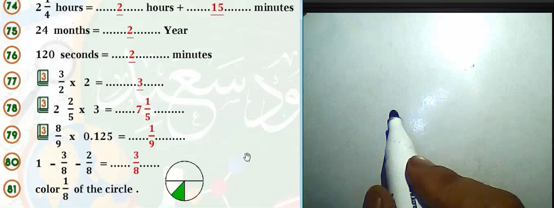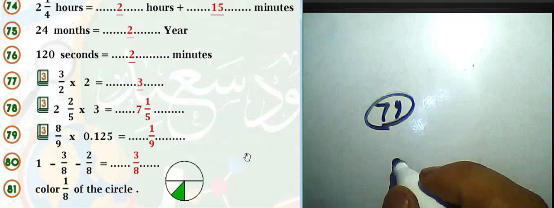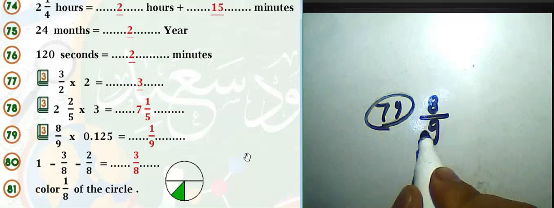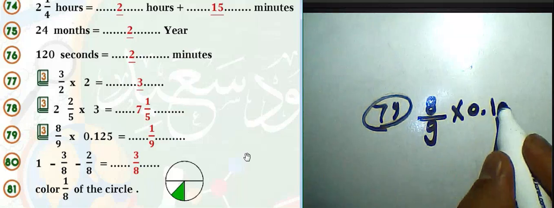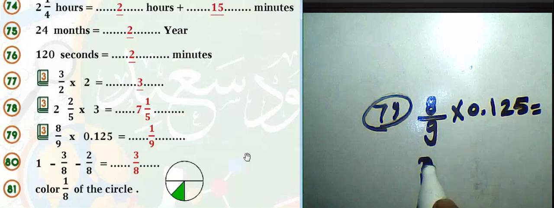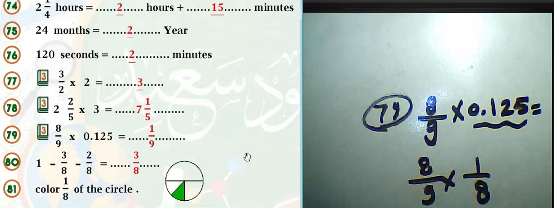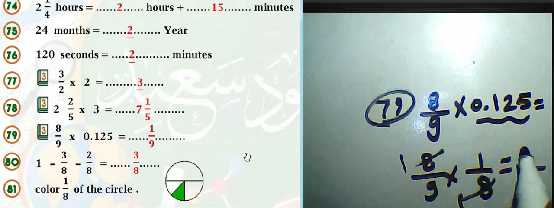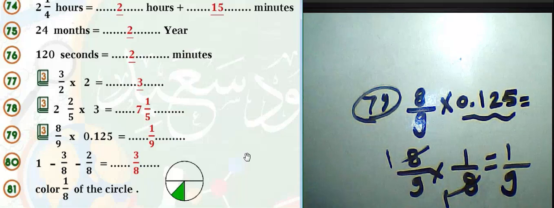Question 80 or question 79. Question 79 here, we have 8 over 9 multiplied by 0.125 equals blank. We know this number will be 1 over 8, and then you can cancel 8 by 8 equals 1, 1 times 1 equals 1, 1 times 9 equals 9. The result will be 1 over 9.